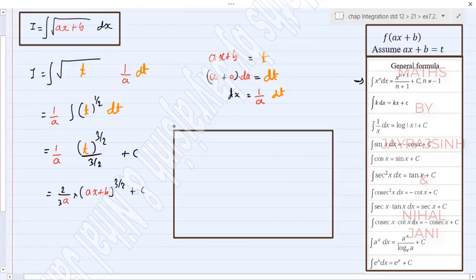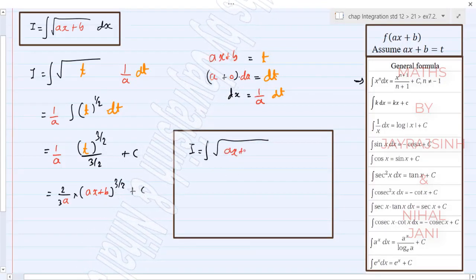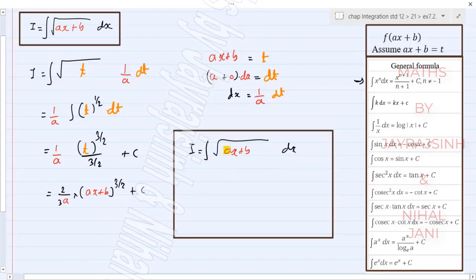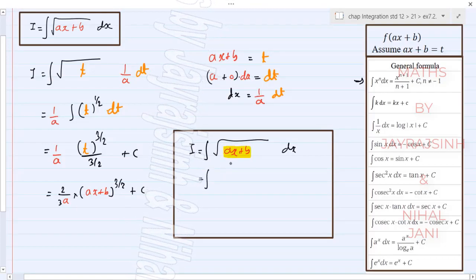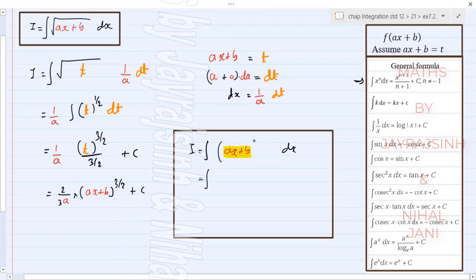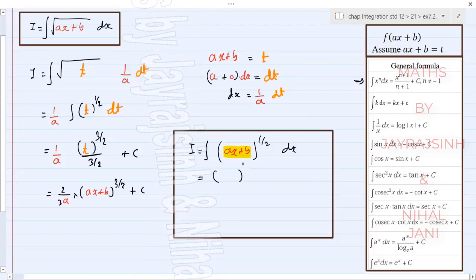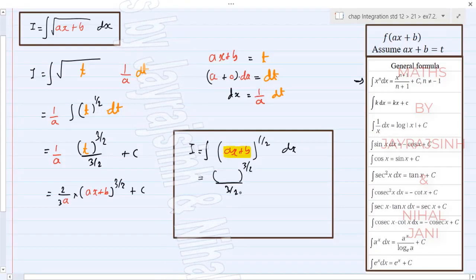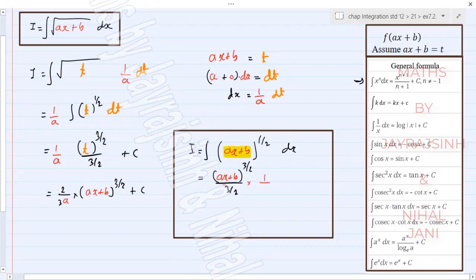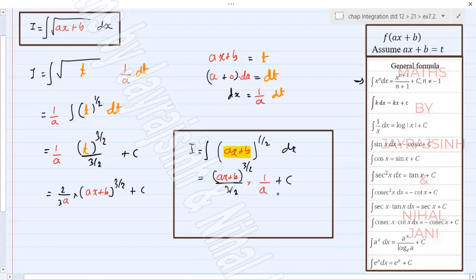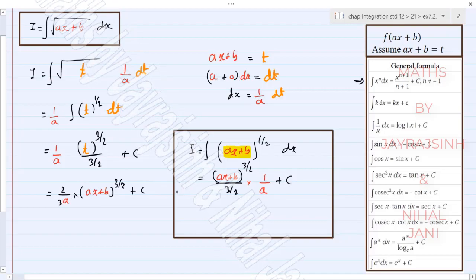See, whenever you have this kind of question in which we simply have a function of ax plus b, then consider ax plus b as one unit of a box. Then integrate under root of box, or we can say box raised to 1 by 2. Then its integration will be box raised to 3 by 2 upon 3 by 2. But we have ax plus b within the box. So we just have to divide by the coefficient of x, which is a, plus c. Ta-da! Which is similar to the previous answer.